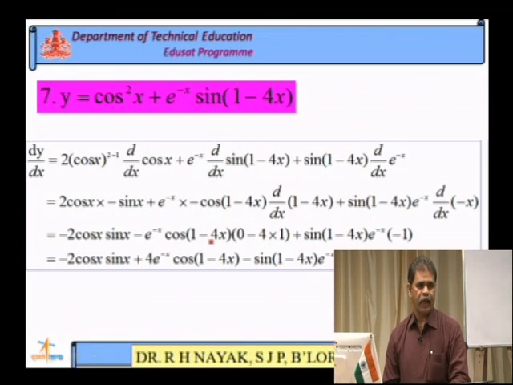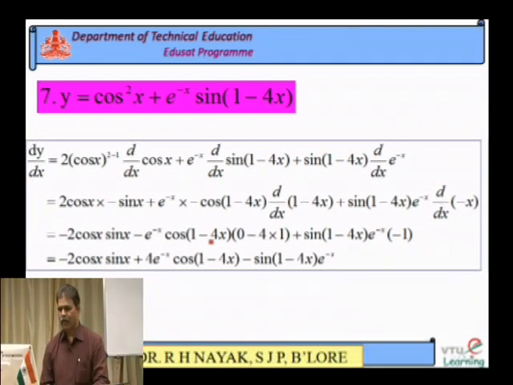This is again sum or difference of 2 or 3 functions and it is of combinations of 2-3 standard forms. Y is equal to cos square x plus e power minus x into sin of 1 minus 4x. How to differentiate this? Let us take first differentiation of cos square plus then we have to differentiate e power minus x into sin of 1 minus 4x.